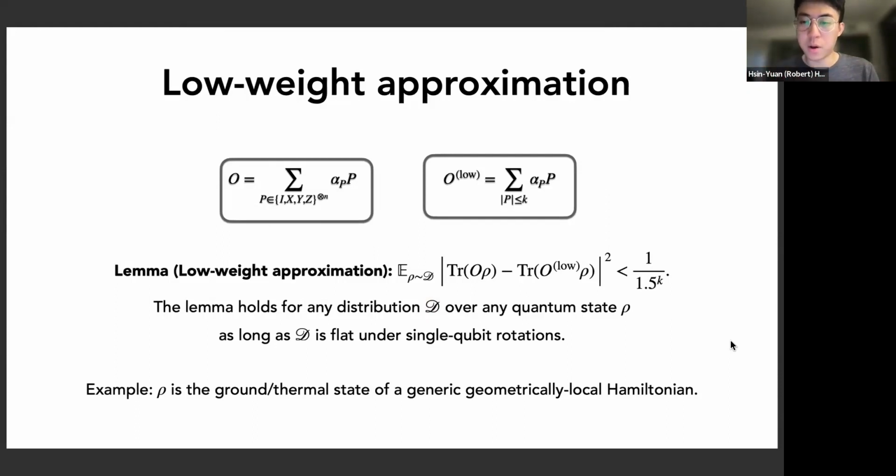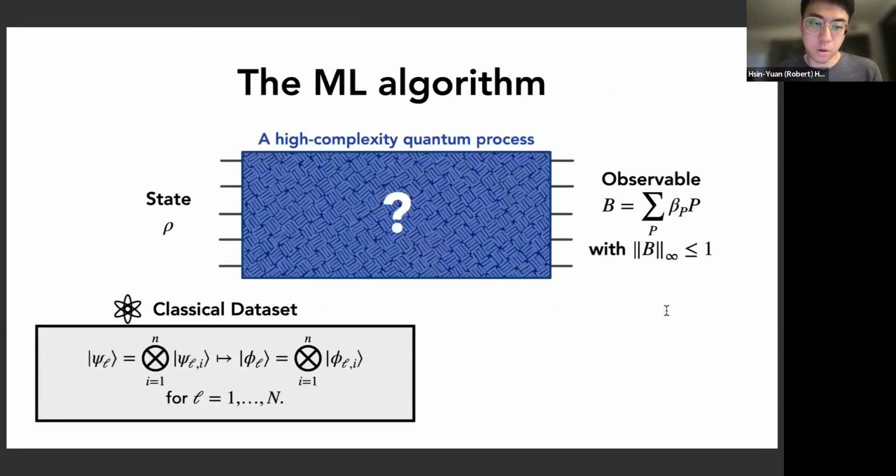we still have low-weight approximation. It would still decay, though not as fast. Previously, it's 3 to the k. Now it's only 1.5 to the k, because the state rho can be highly entangled and things might be a bit more complicated. But in general, we still have this decay. And hence, we can use essentially the same algorithm as before to predict what happens for this state rho.